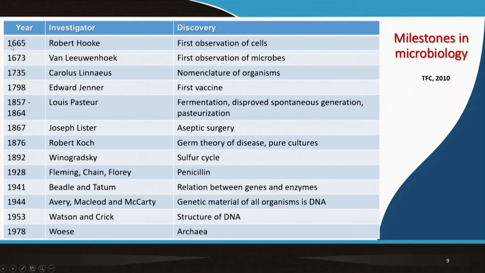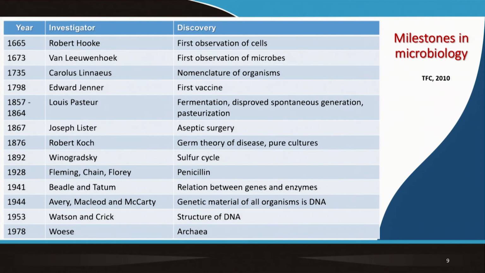So 1665 is the first milestone, and that was Robert Hooke, when he was able to observe microbial cells or just cells. And then 1673 we have van Leeuwenhoek. He was able to invent a sort of handheld microscope where he was able to make observations of microorganisms, and his drawings and so on are still available in the texts. Then we come to 1735 when Carolus Linnaeus came up with the nomenclature of organisms, and what we do today is still very much the same.